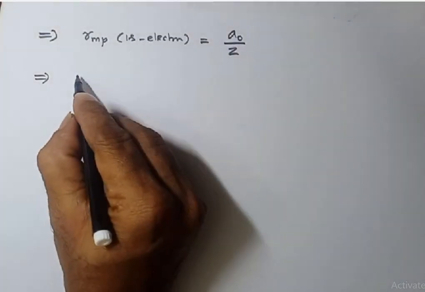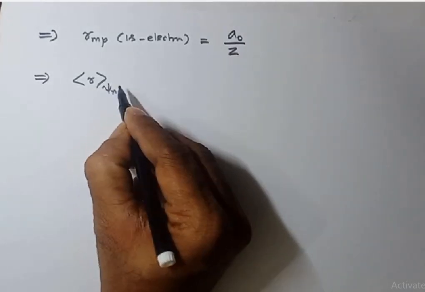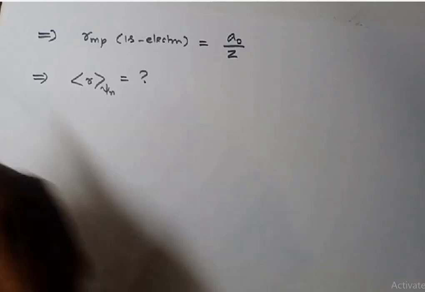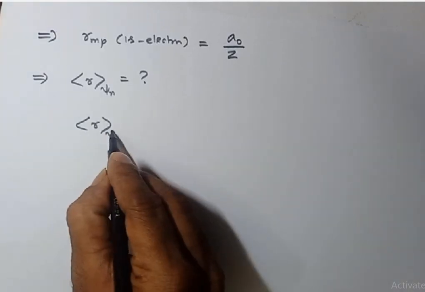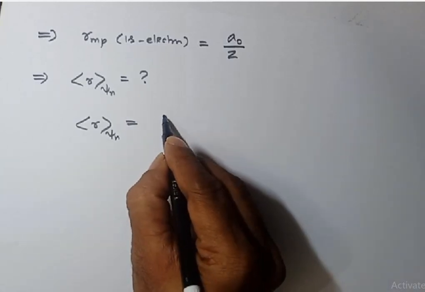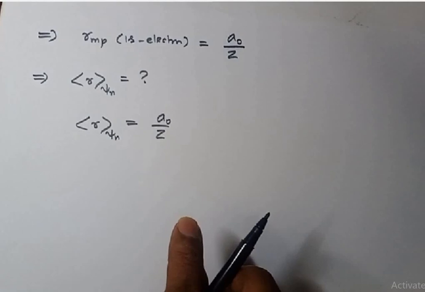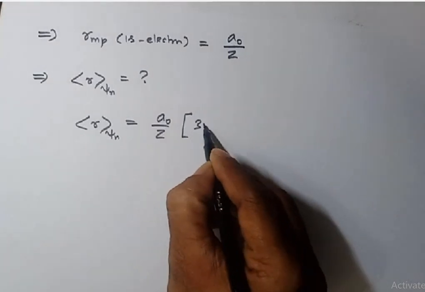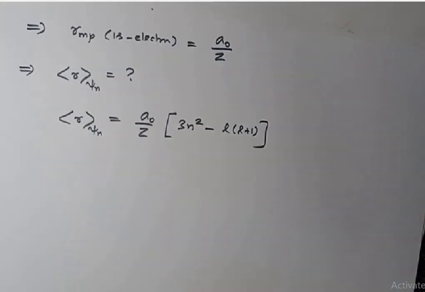Now we'll see how to calculate the average distance of an electron in any state psi nlm. To find the average value, we can use this formula: average value of r in any state psi nlm is equal to a naught by Z, and this formula is applicable not only for the hydrogen atom, it is also applicable for hydrogen-like species, times 3n square minus L into L plus 1. Take down this formula. This is the question.